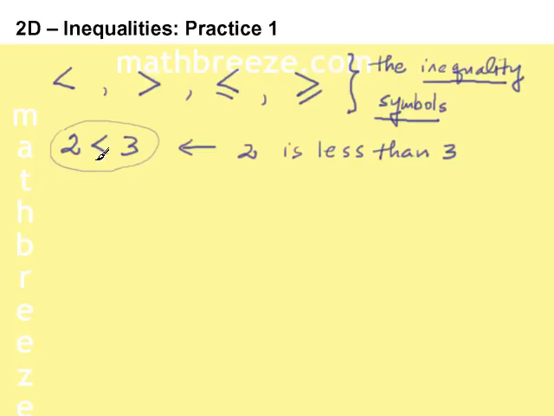Now this less than symbol is designed so that it has a smaller side, that's the pointed side, and opposite it has the larger side, the open side. So the smaller number is next to the smaller side, and the larger number is next to the larger side. All right, so this reads 2 is less than 3.